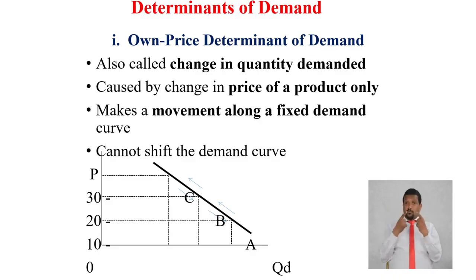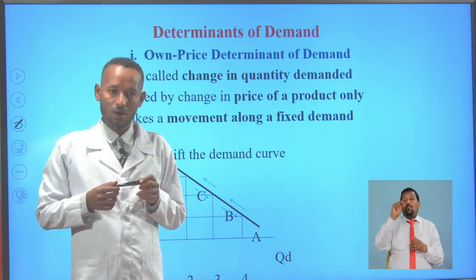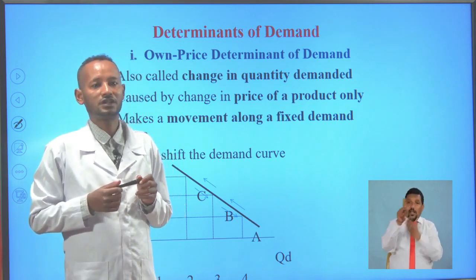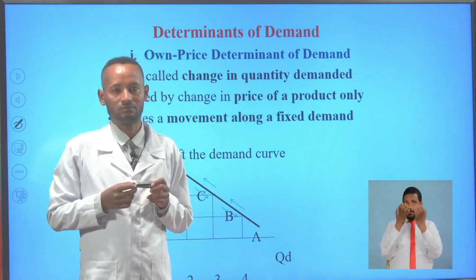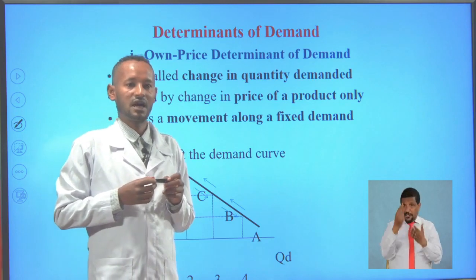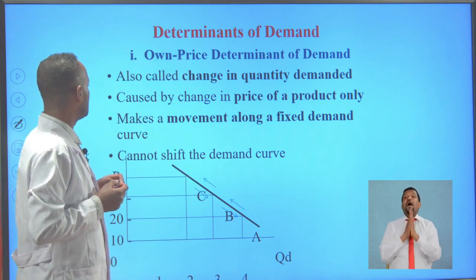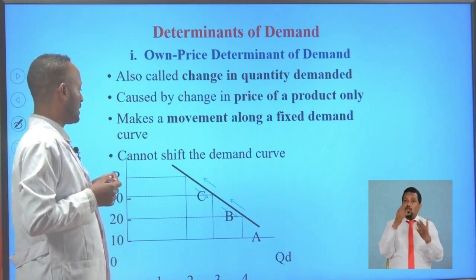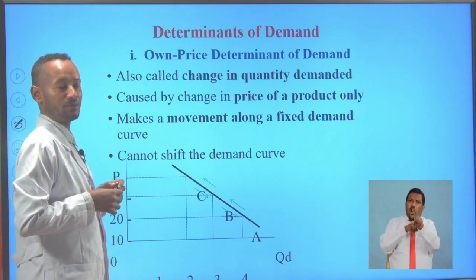Now let's move to the determinants of demand. We are going to classify the determinants of demand into two, called the own price determinant of demand and the non-own price determinant of demand. The own price determinant of demand, also called change in quantity demanded, is caused by the change in price of a commodity. The single factor that makes a change in quantity demanded is change in price of a commodity only. And with the change in the price of a commodity, there is a movement along a fixed demand curve.